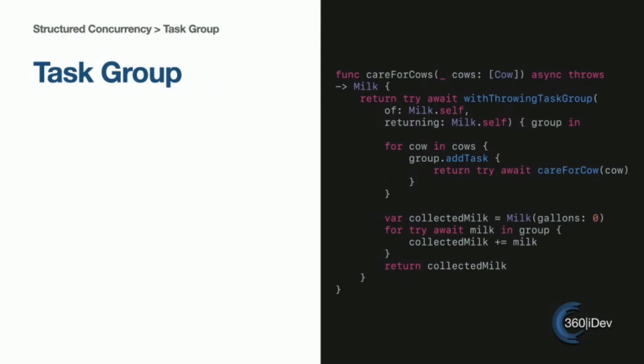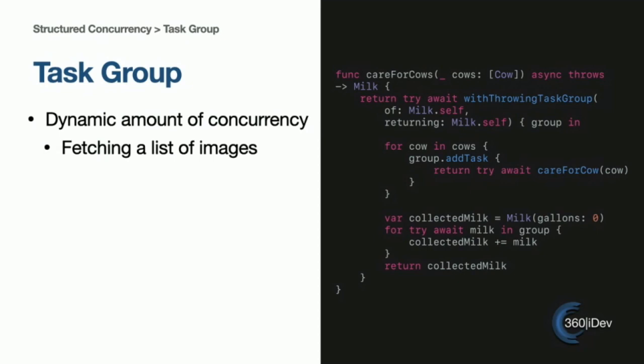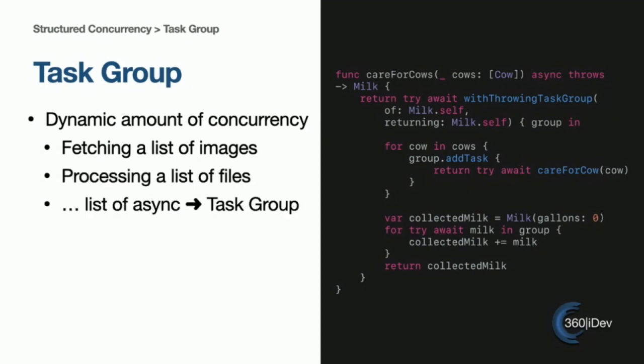So while async let is great for kicking off a known quantity of child tasks, it doesn't work well for us when we have an unknown quantity. That's to say, you don't know statically, you can't just look at how many child tasks you need to create. So in come task groups. Task groups provide a dynamic amount of concurrency. And it's especially great when you need to fetch a list of images, process a list of files, or definitely anything list-based. Just go ahead and reach straight for a task group.